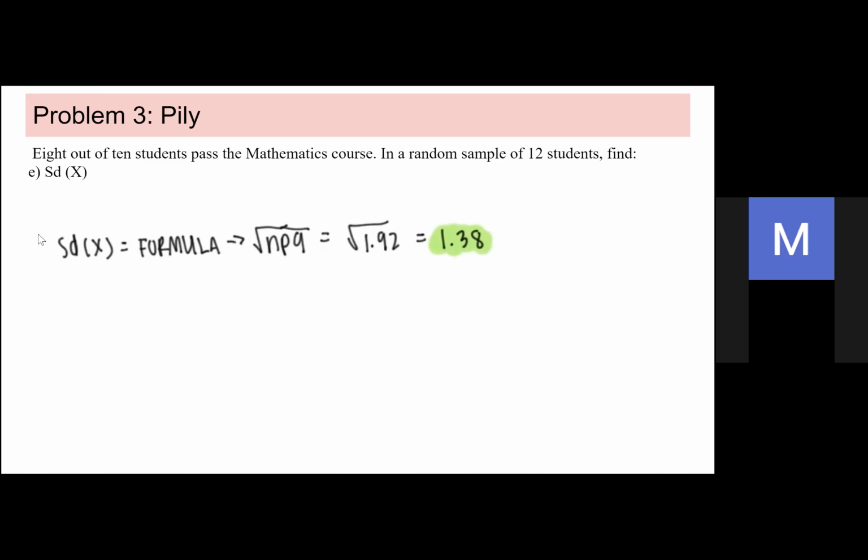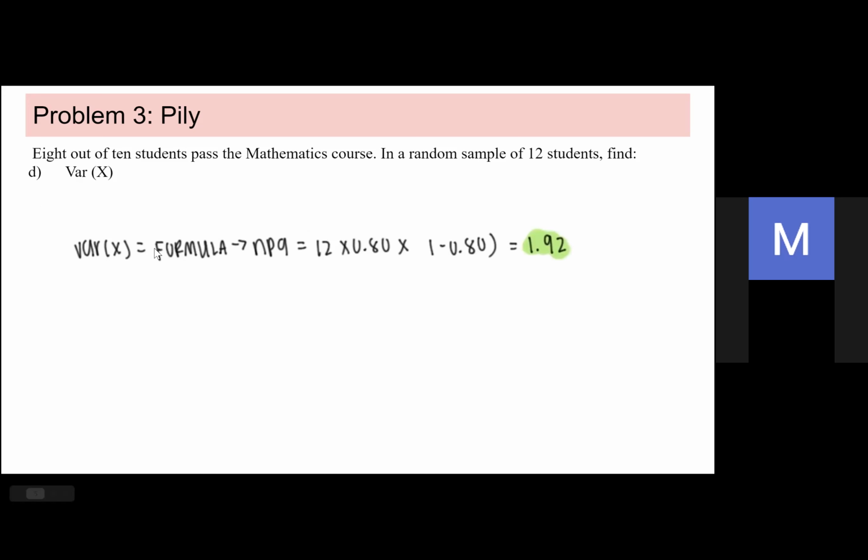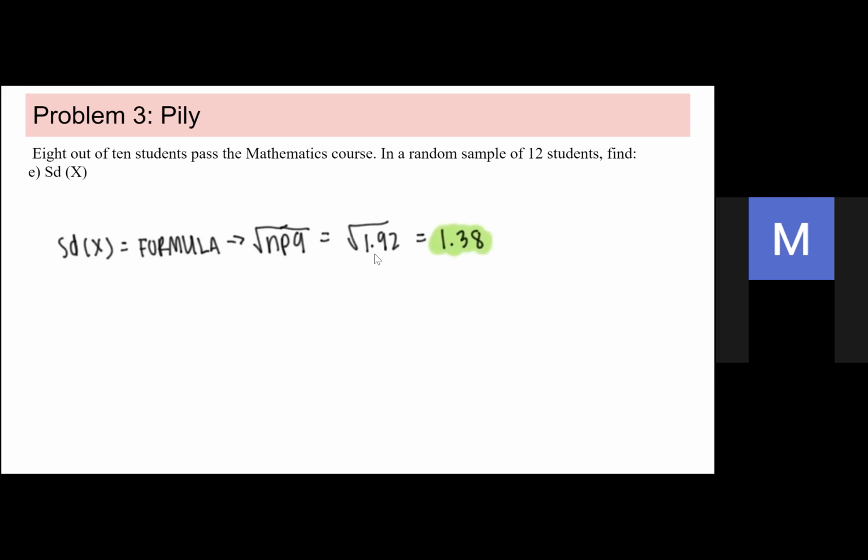And finally, they ask us for the standard deviation, which is the square root of n times p times q. So we take the value we got from the variance, which is 1.92, and we get the square root of 1.92. As our answer, we get 1.38. And that's it.